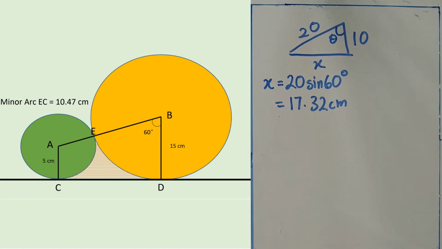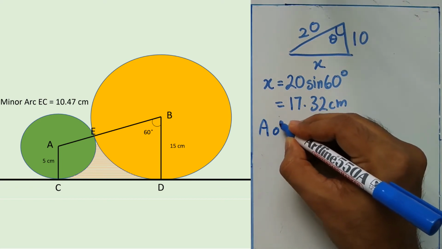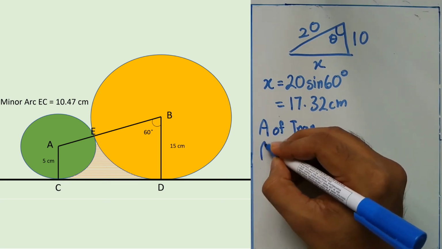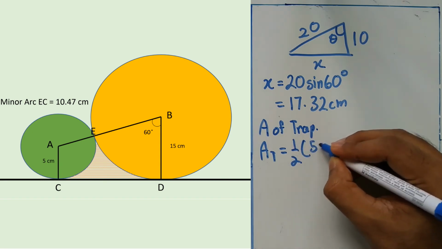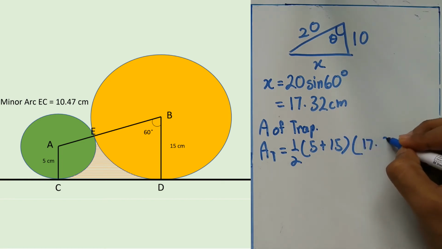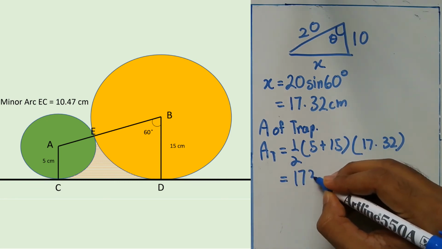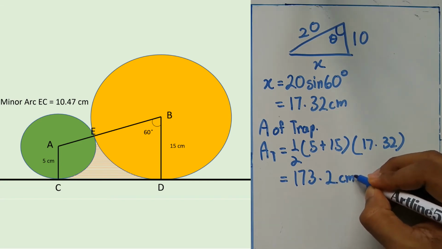Then we compute the area of the trapezium, and the sector areas AEC and BED. The area of the trapezium is 1/2 times 5 plus 15 times the horizontal distance, 17.32. You will get 173.2 centimeters squared.